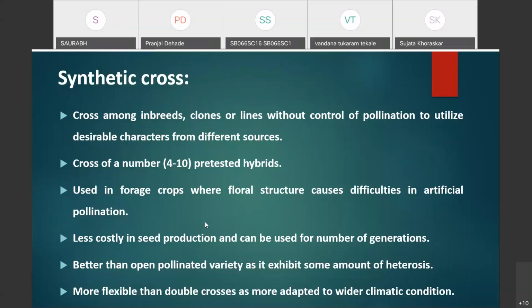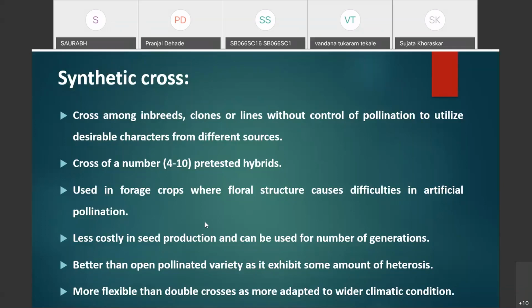Okay, these crosses, we can say there is not a single variety obtained by this method which proved superior or even equal to the double crosses in hybrid vigor. When we compare the synthetic cross with the double crosses, not a single variety obtained by the synthetic cross is proved superior or even equal to the double crosses.